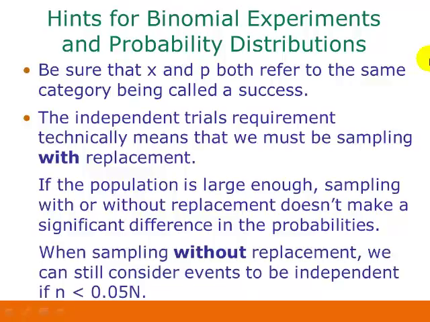So when we're sampling without replacement, we still consider our events or our trials to be independent if our number of trials, the lowercase n, is less than 5% of our population size. Capital N is our population size. So if we have an experiment where we know we're sampling without replacement, then we have to test and see whether our number of trials is less than 0.05 times our population size. If it is, then we can still consider it as a binomial experiment because we still consider each trial to be independent.